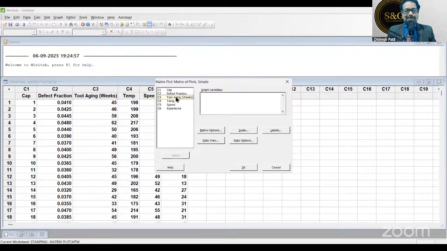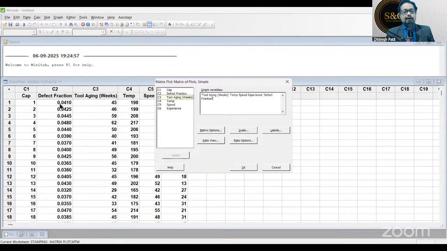Okay, so what is x1? Tool aging. Then what is x2? Temperature, then the speed, and then the experience. And finally, you have to select the defect fraction. Everybody with me? Don't click on OK yet. We have a small setting to be done here. So tool aging, temperature, speed, experience, we have put. Defect fraction is the defect percentage.